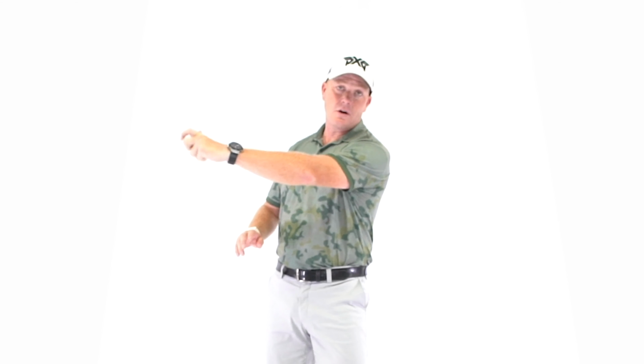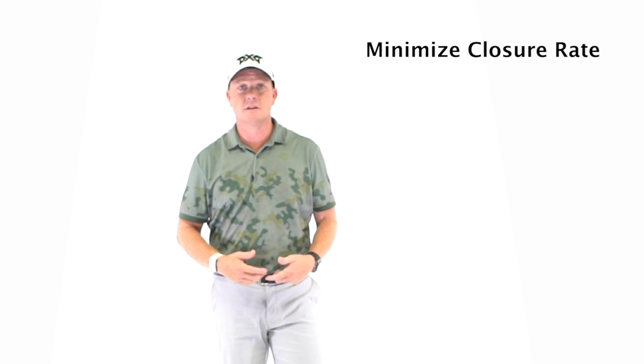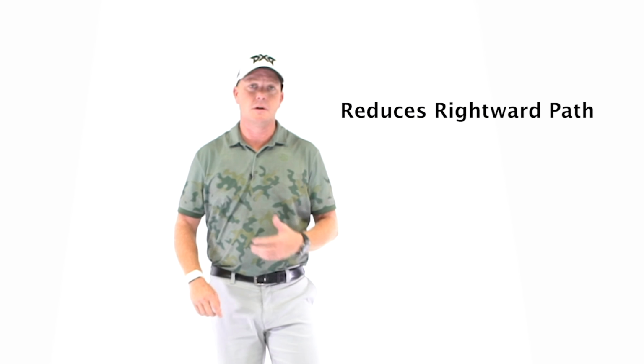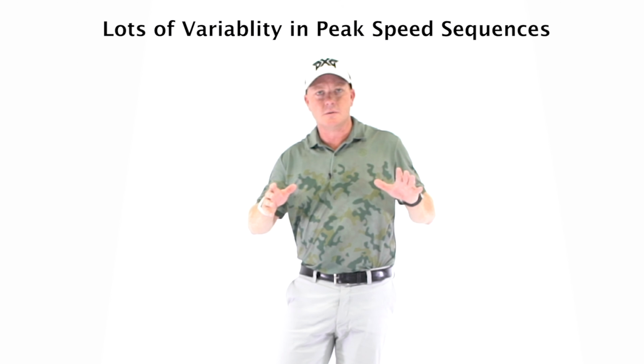And having the arm and club get out in front of the body a little bit more can help them minimize closure rate to have more stable club face projection, and also prevent too much of a rightward path for the right-handed player, which can make it a little bit more difficult to control the golf ball. So it neutralizes some things we feel like, and I think it's important that you as a coach are aware there is a lot of variability in the peak speed sequence of players. So I think it's important that when you're using 3D, you're aware that there is a wide variety of peak speed sequences that we see in world-class golf.